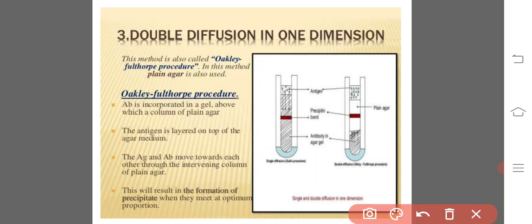Antibody is incorporated in gel, above which a column of plain agar is placed. The antigen is layered on top of the agar medium. The antigen and antibody move towards each other through the intervening column of plain agar. This will result in the formation of precipitate when they meet at optimum proportions. So here we can see the precipitation.